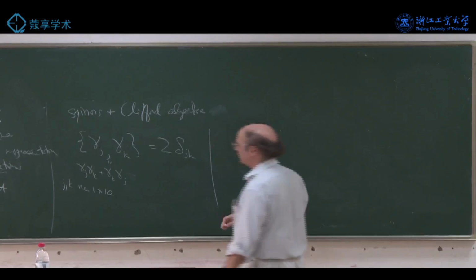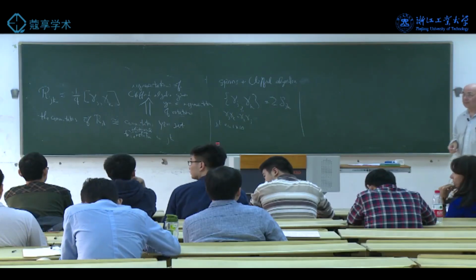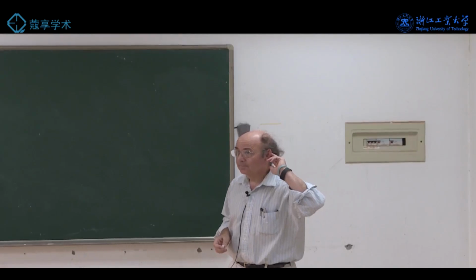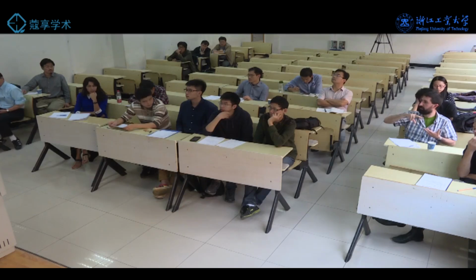Is there a size, like in 4 space-time dimensions? I think in 4 space-time dimensions the gammas have minimum size 4 by 4. Yes. Okay, I'll show.